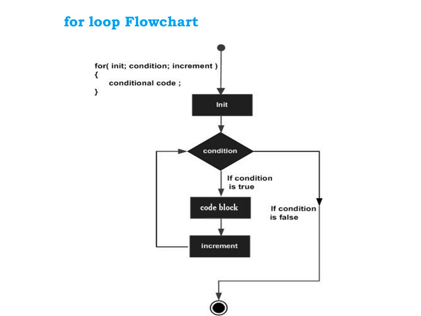If the condition is true, the code inside the block gets executed and the variable initialized gets incremented by the set value, and this code block keeps on executing unless and until the condition is true. If the condition is false, we come out of the for loop and the program terminates. So in this presentation we saw the working of for loop.